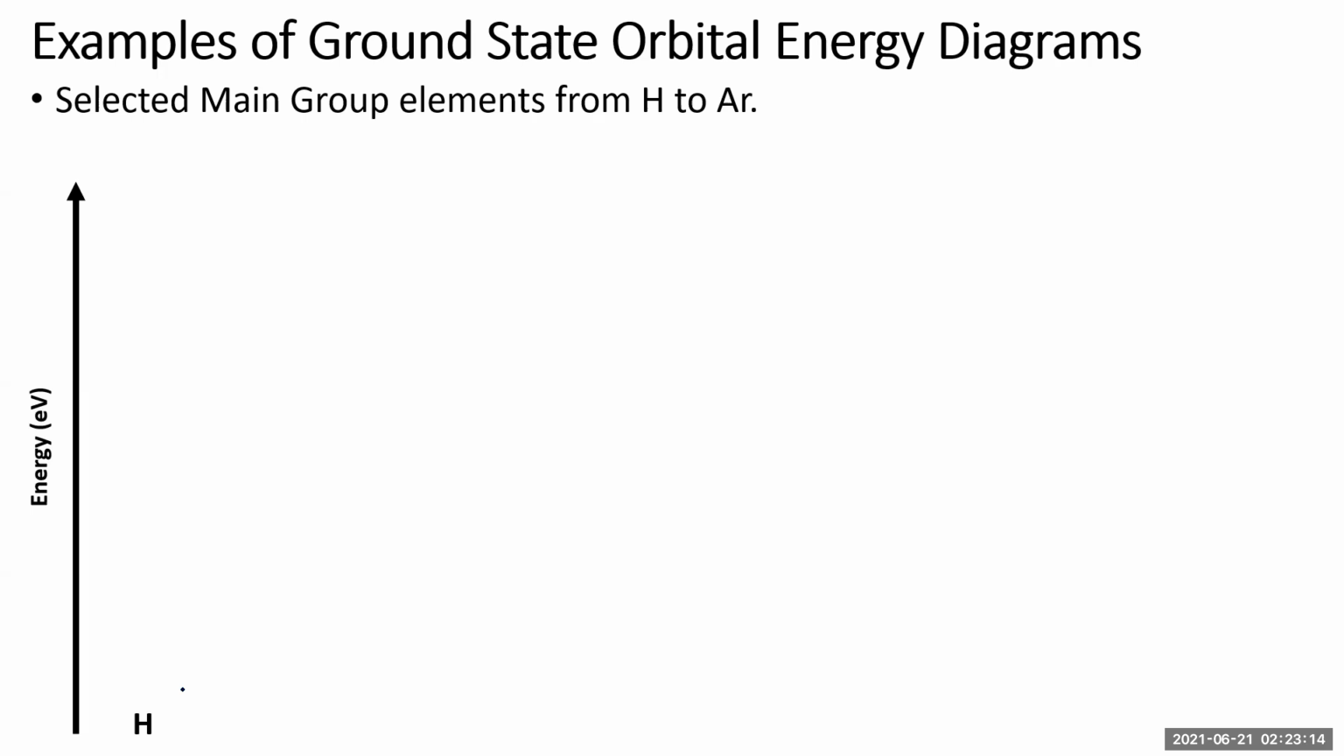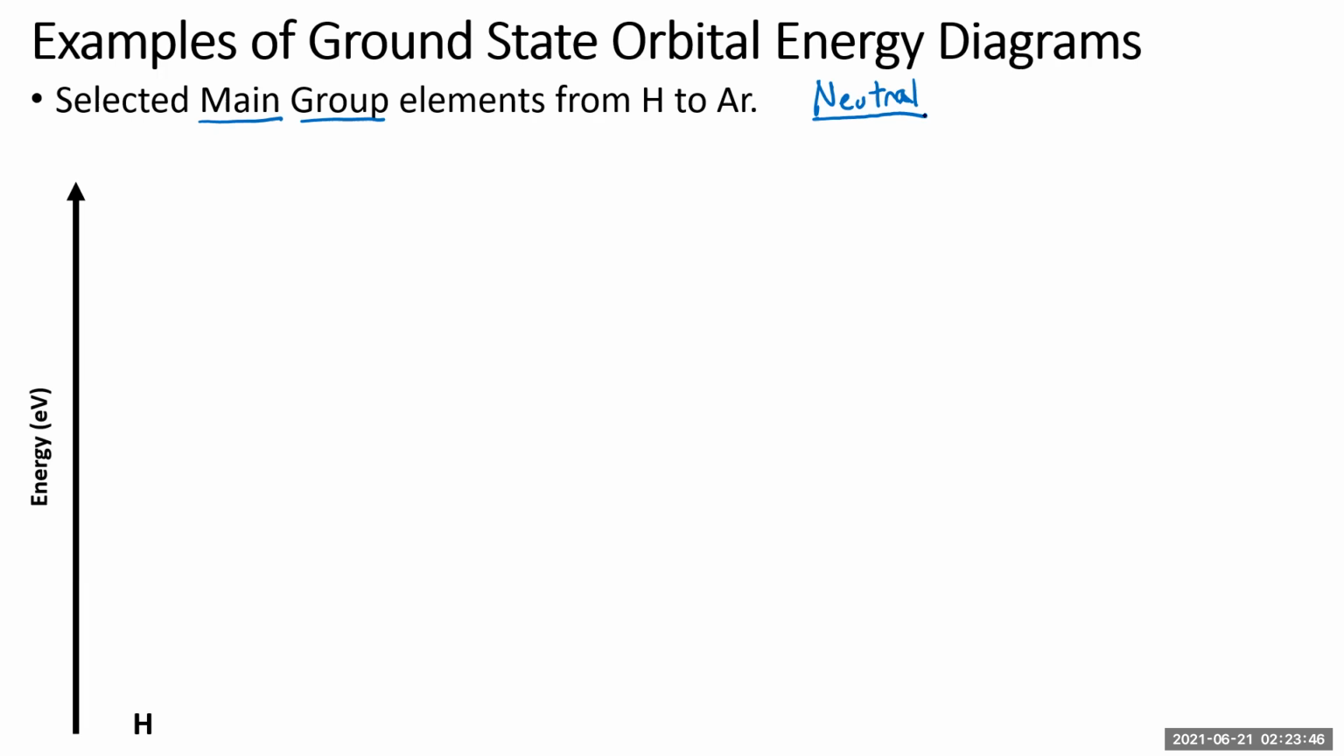So these are examples of ground state orbital energy diagrams for the main group. I'm going to pick a few main group elements that also happen to be, by the way, neutral. And then we'll work on the orbital energy diagrams for cations and anions. We'll see how to handle extra electrons, meaning a negative ion, or a deficiency of electrons, meaning having lost electrons, a cation, a positively charged ion.